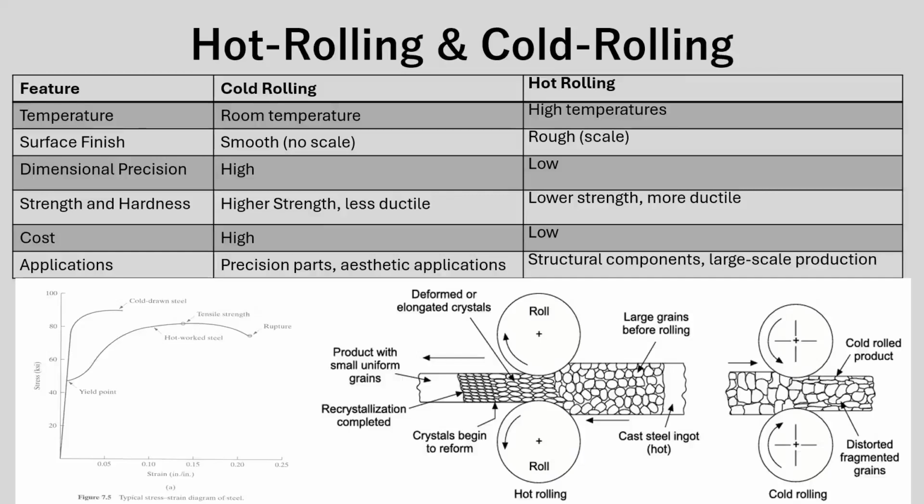Hot rolling is performed above the metal's recrystallization temperature, which breaks down porosity and coarse grains, producing a tougher, more ductile material. However, the surface develops an oxide scale, often requiring extra finishing like pickling or grinding, and the dimensional precision is lower due to thermal expansion. Cold rolling happens at room temperature. It produces a smooth, scale-free surface with high dimensional accuracy and strength, though it's less ductile and more expensive due to slower production and higher labor costs.